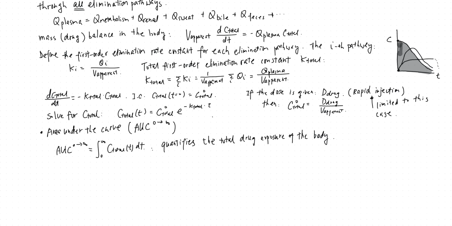Now this definition of area under the curve is generic. So now for rapid injection, we can use C total, not the initial condition, as a quantity that's related to the drug dosage. We have AUC.